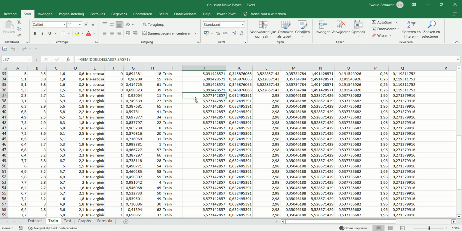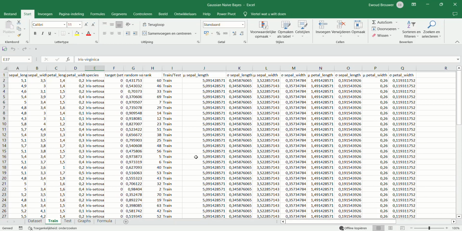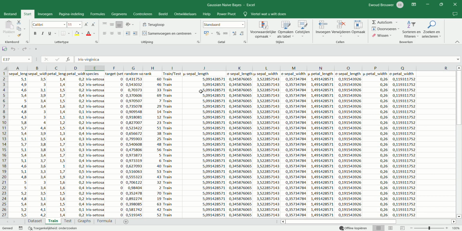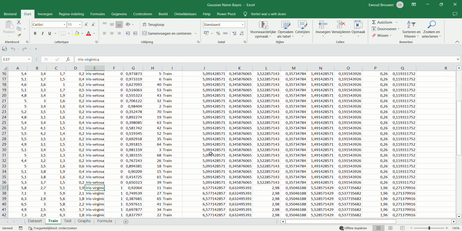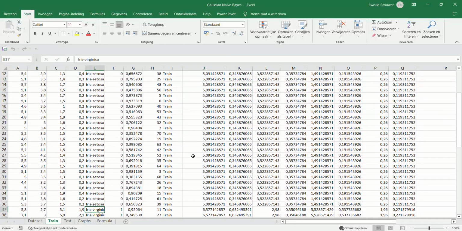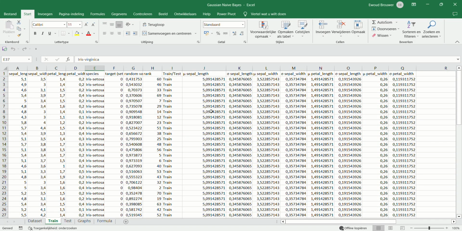You can see that the mean of the iris virginica is higher than the mean of the setosa within the sepal length. So the sepal length is larger for the virginica, so it's a greater flower. I calculated the mean and the standard deviation for every variable within every class. That's the only thing I need to do within the training dataset.